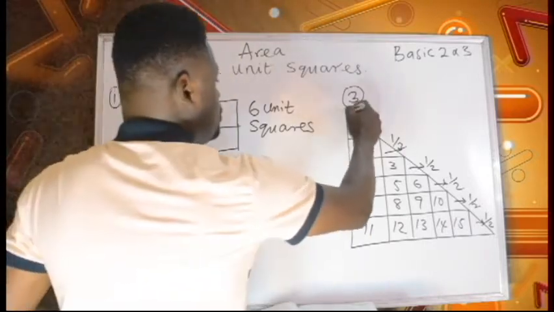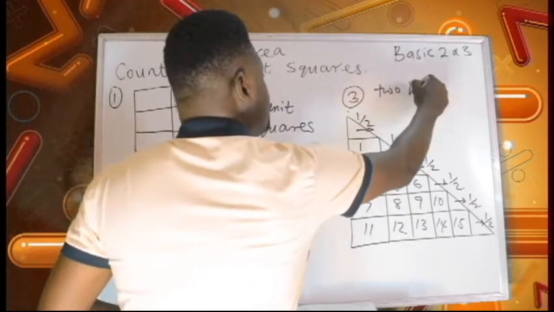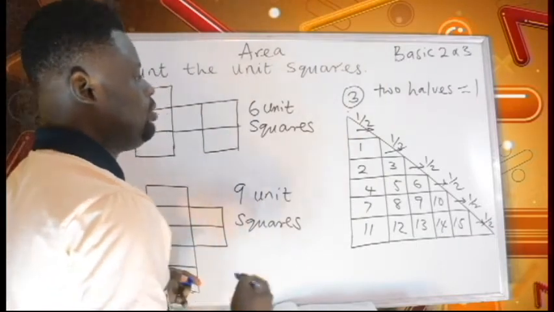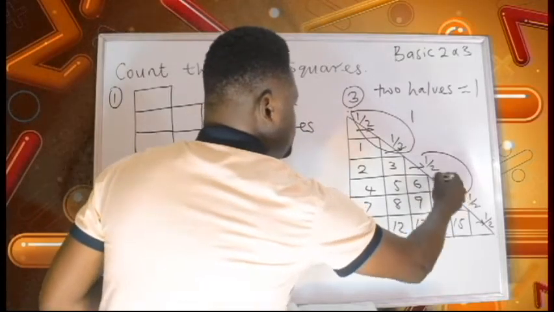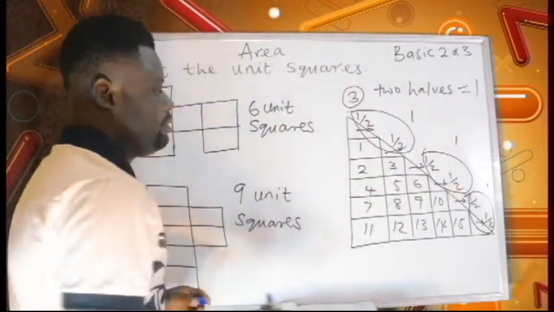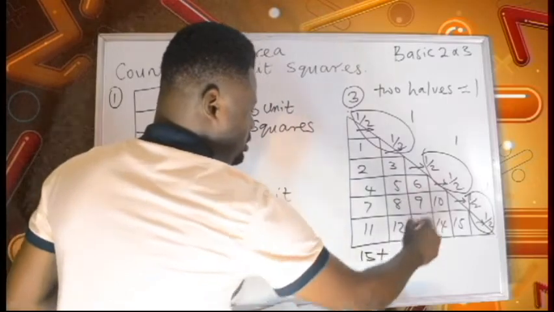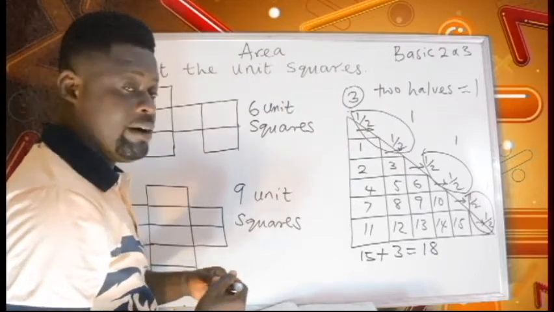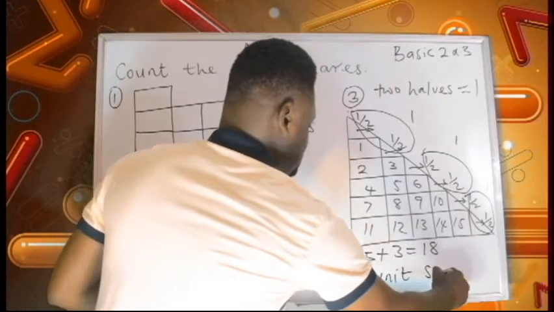So we have 2 halves. When you add 2 halves together, it equals 1. So these 2 halves will give us 1. These 2 halves will give us 1. These 2 halves will give us 1. So we have 3. We have 15 plus 3, which gives us 18. So the number of unit squares we have here is 18 unit squares.